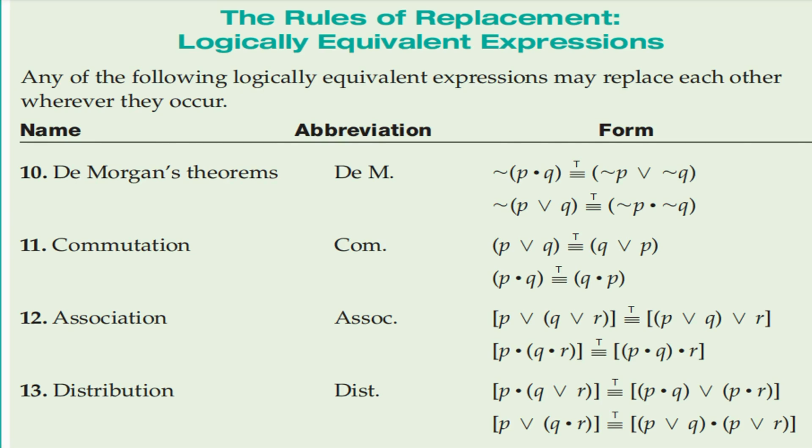जैसे first let's start with the De Morgan theorem. So De Morgan का abbreviation is DE and M dot. So if there's any form in this particular form, negation of p dot q, you can just replace it with negation p wedge negation q.